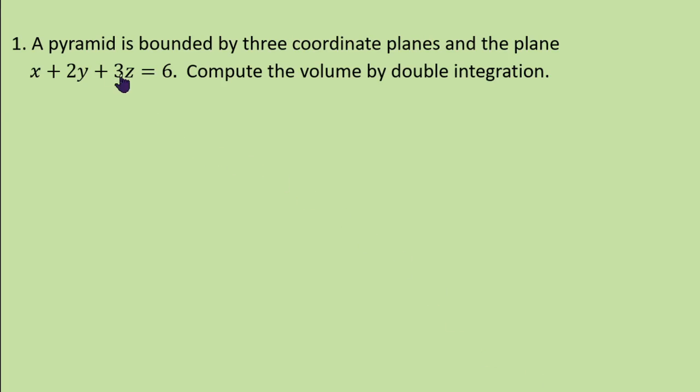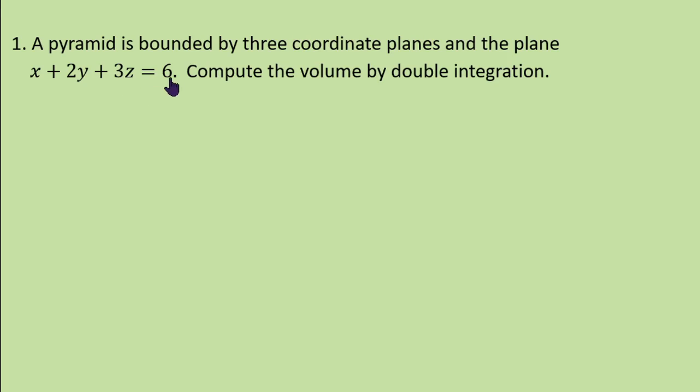Example: a pyramid is bounded by three coordinate planes and the plane x plus 2y plus 3z equal to 6. Compute the volume by double integration. When y and z are 0, x equal to 6. That means x varies from 0 to 6. In the xy plane, z is 0. Therefore, 2y equal to 6 minus x, that means y is half of 6 minus x. So, y varies from 0 to half of 6 minus x.